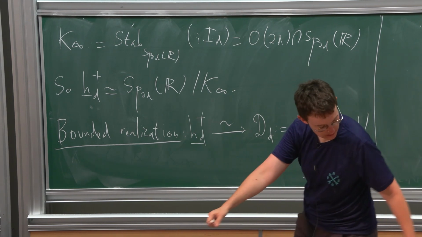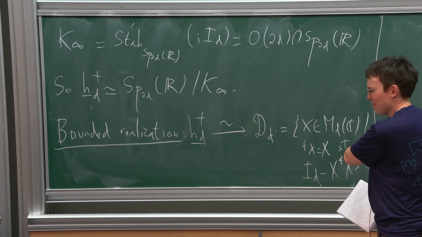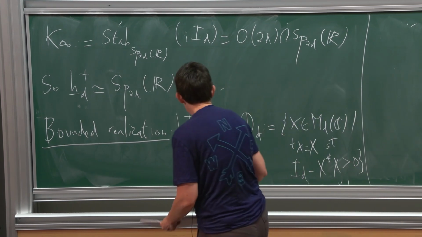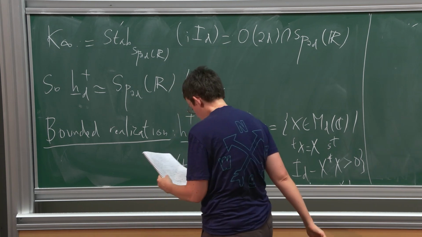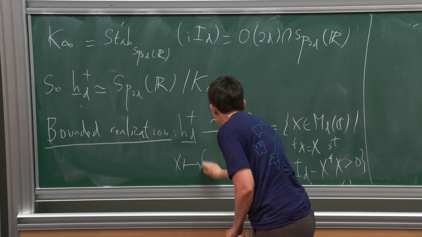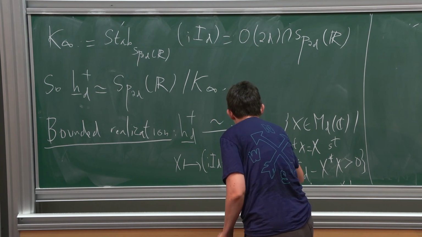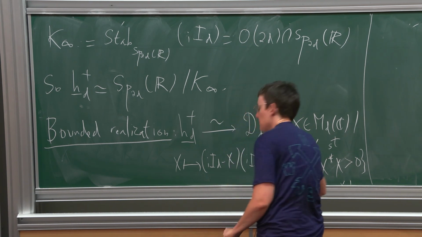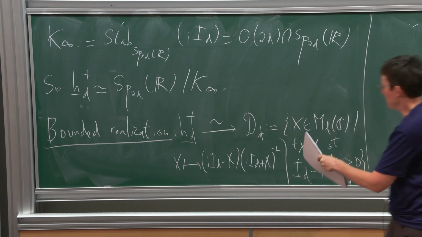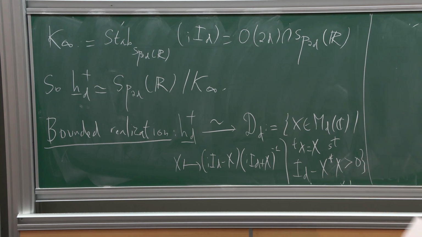If d equals 1, this is basically the open unit disk. You send x to i minus x divided by i plus x. Easy. And then the map in the other direction is almost the same formula, again in the notes.